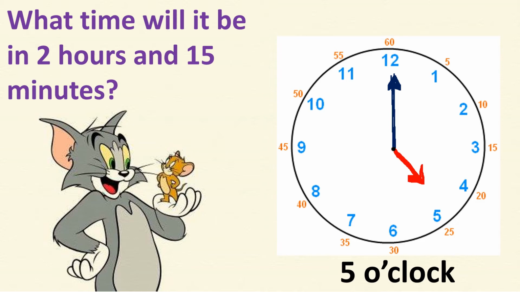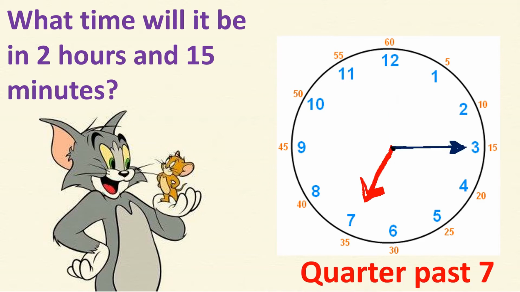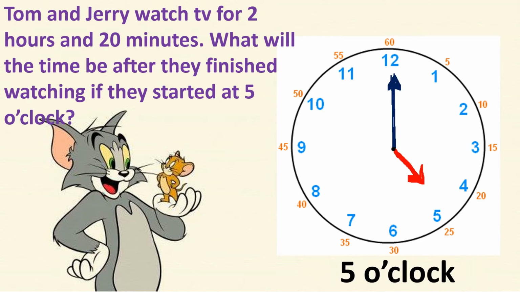Right now, the minute hand is pointing at the 60. We need to add 15 minutes to it. We go to 5, then 10, then 15. That means when we see both the hands on the clock together, we know that the time is 7:15. So the time it will be in 2 hours and 15 minutes is 7:15.